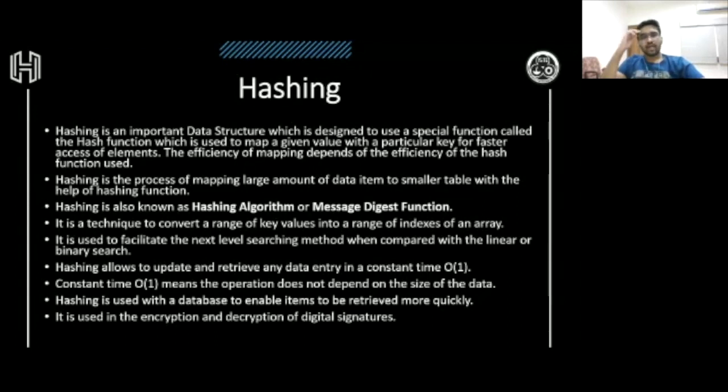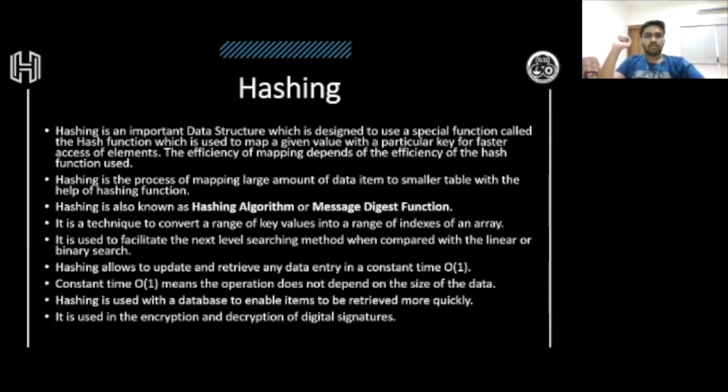Hashing is an important data structure which is designed to use a special function called the hash function, which is used to map a given value with a particular key for faster access of elements. So if you want to search for 6, you calculate the remainder, it is 1, and you directly move on to location 1 in the hash table or the bucket. Okay.